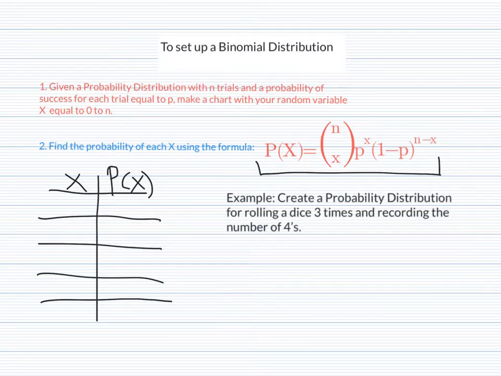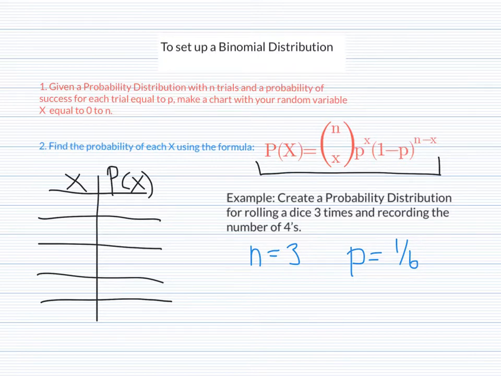Create a probability distribution for rolling a die 3 times and recording the number of 4s that happen. So on this problem, our n is equal to 3. That means we're rolling the die 3 times. That's how many total trials are occurring. And then we're recording the number of 4s. So in one roll, what's the probability of getting a 4? It is 1/6. So 1/6 is my probability for one success.